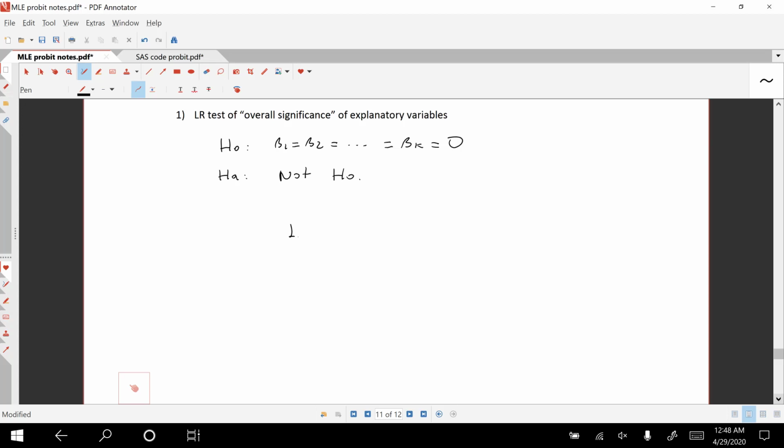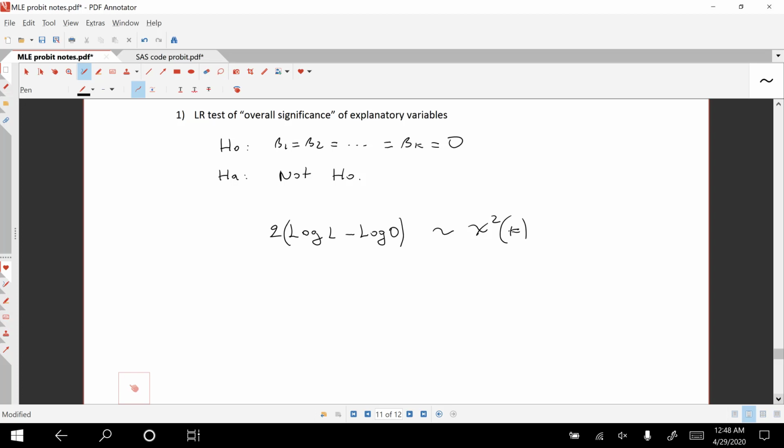So you have this: 2 times the log, the restricted minus the unrestricted. And remember, that's supposed to follow a chi-square distribution with the number of explanatory variables k, I'm going to write k, that's the number of explanatory variables that you have in the model. Okay?